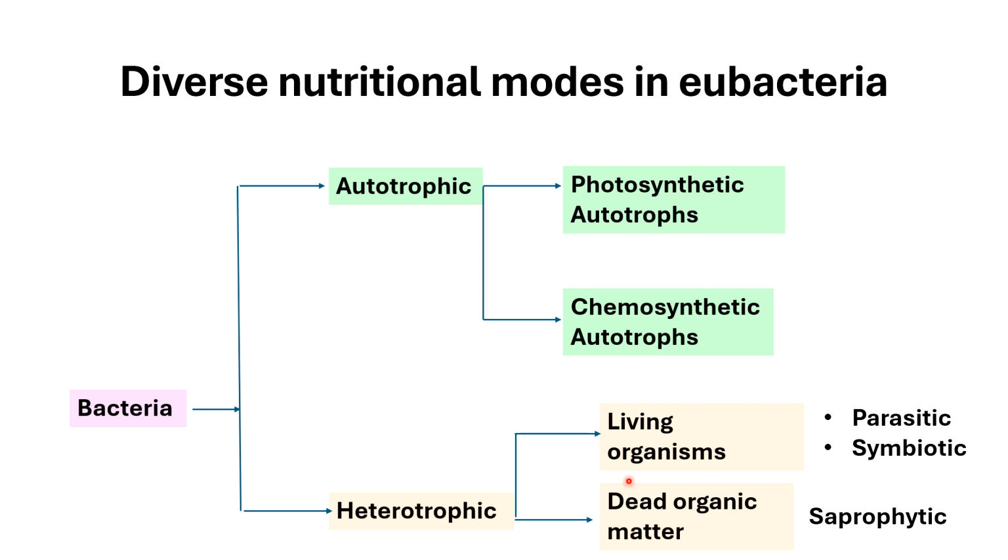Okay. Coming to the second category under heterotrophic, so the bacteria which feed on dead organic matter, they are known as saprophytic bacteria. Now, what do they do? Look, these bacteria synthesize extracellular enzymes that digest the dead organic matter and then later absorb it to meet their nutritional requirements. So, are you clear about the nutritional modes found in eubacteria?